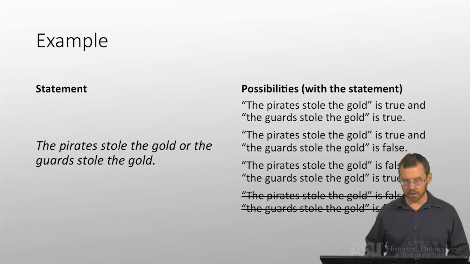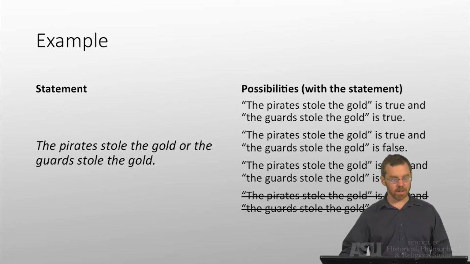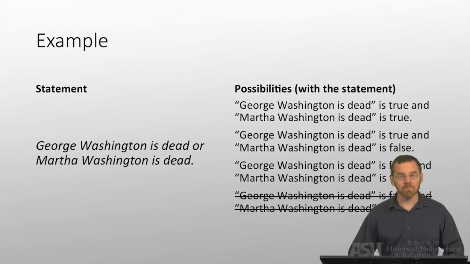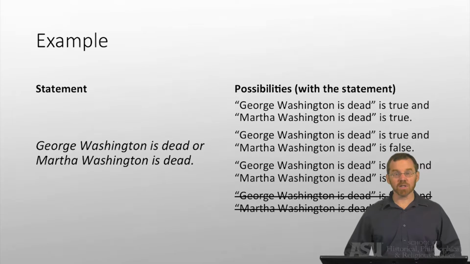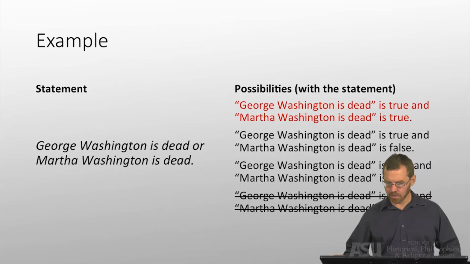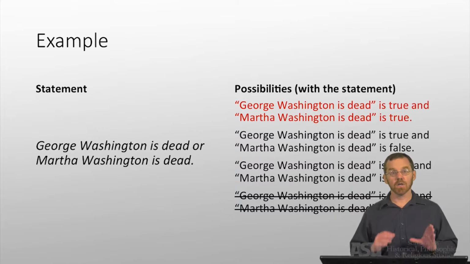This might be a little more clear if we look at something where we actually know the answer. George Washington is dead, or Martha Washington is dead. Well, in fact, George Washington is dead, and Martha Washington is dead. So George Washington is dead is true, and Martha Washington is dead is true. That is one of the possibilities that this statement leaves open. It's not the possibility that it eliminates. So the statement is true.